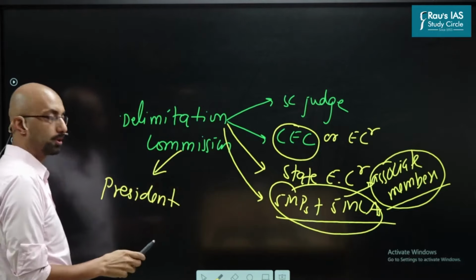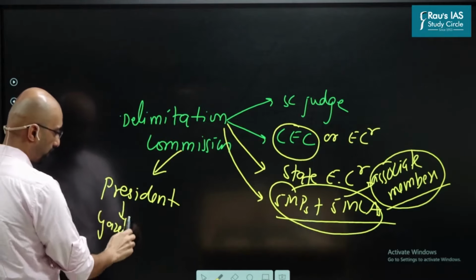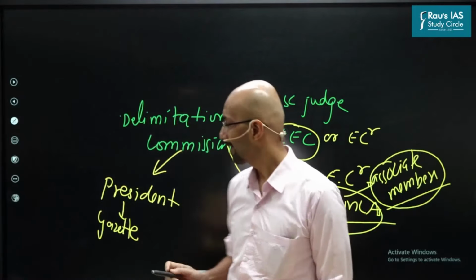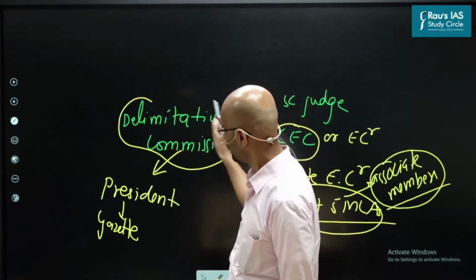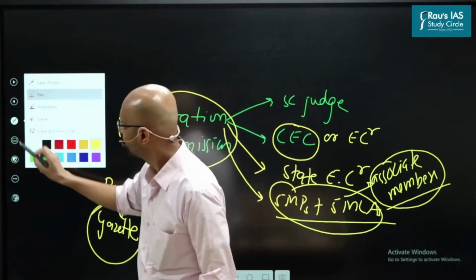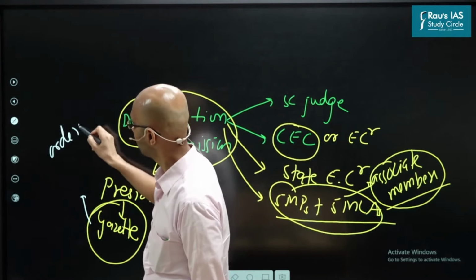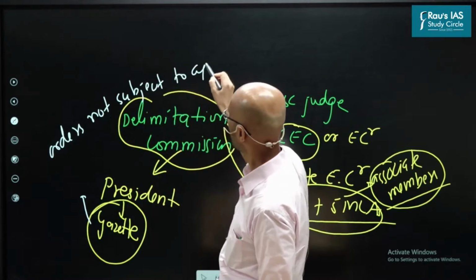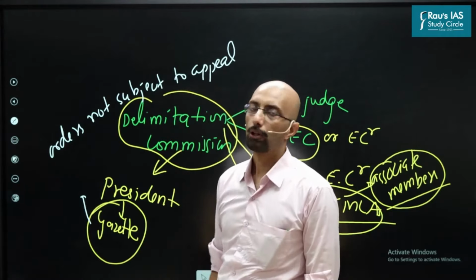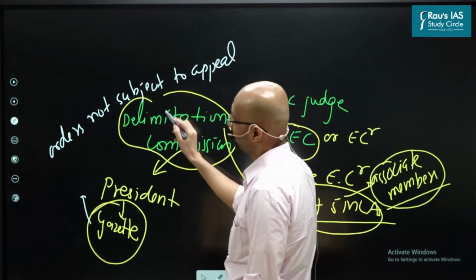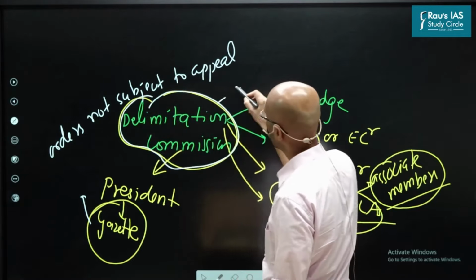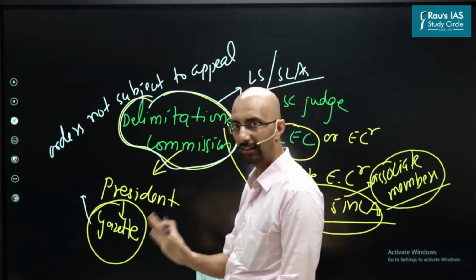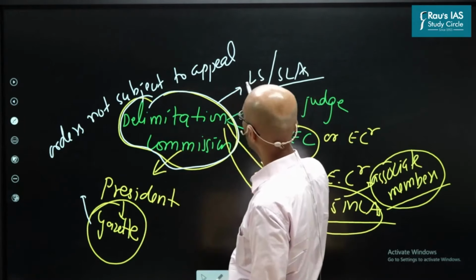And after its report is published in the Gazette of the Government of India, it has the same force as that of law. And one thing that you have to remember, very important for the exam, is that the orders of this commission, once published in the Gazette, are not subject to appeal or review in any court of India. You cannot challenge them even in the Supreme Court. The orders are also laid before Lok Sabha and all the Vidhan Sabhas, but they cannot be amended. So remember, the orders are full, final, and cannot be appealed and cannot be amended even by Lok Sabha or Vidhan Sabhas.